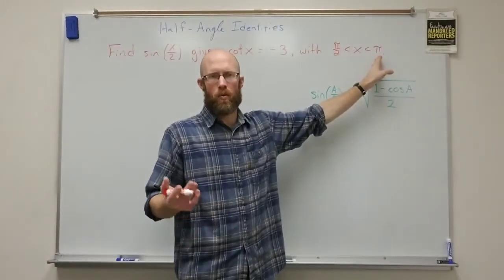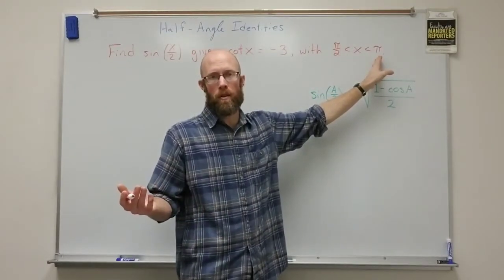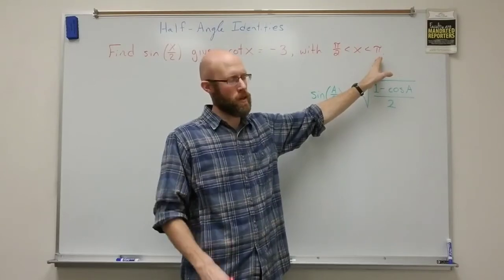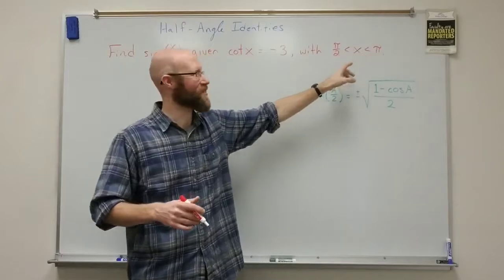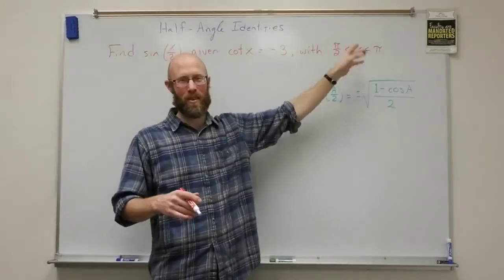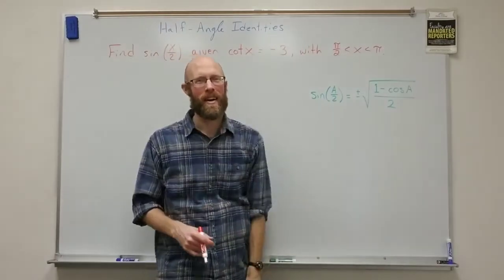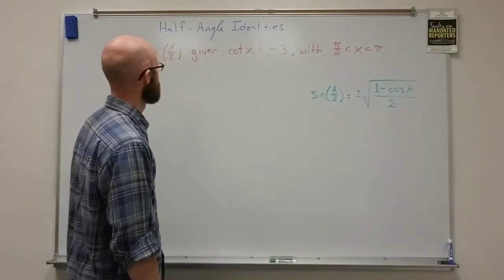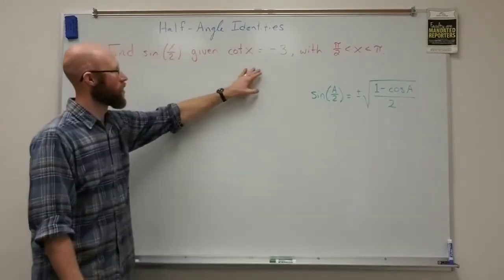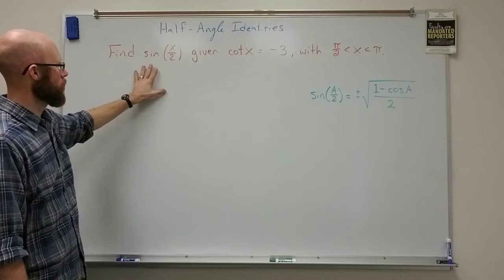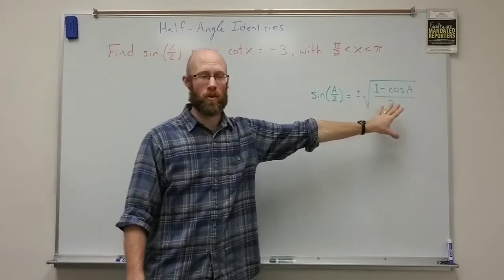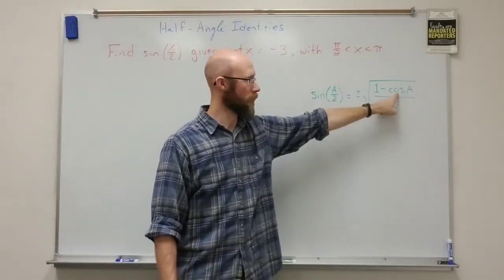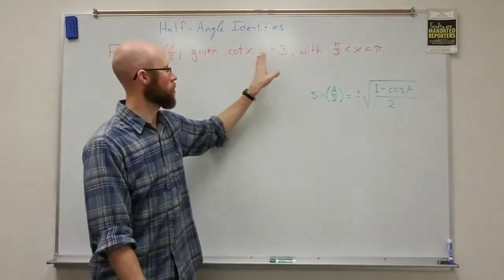Well, what angles are between pi over 2 and pi? That would be the fourth quadrant, right? Or I'm sorry, the second quadrant. So this would be in the second quadrant, pi over 2 to pi. So what I want to do is use the half angle formula to work this out. Now, to use a half angle formula, I need the cosine, not the cotangent.